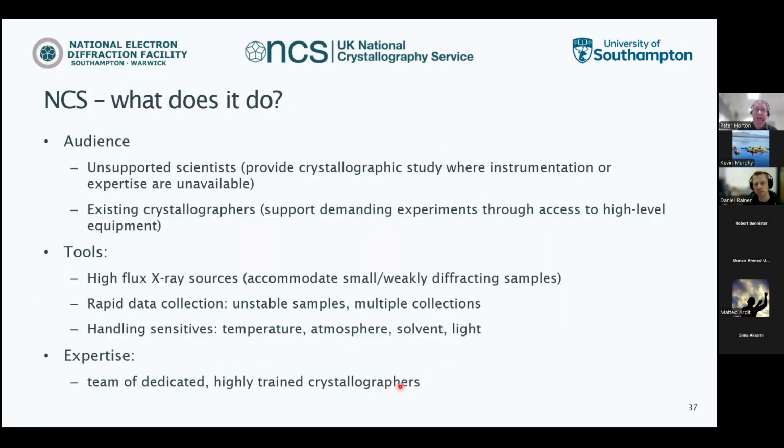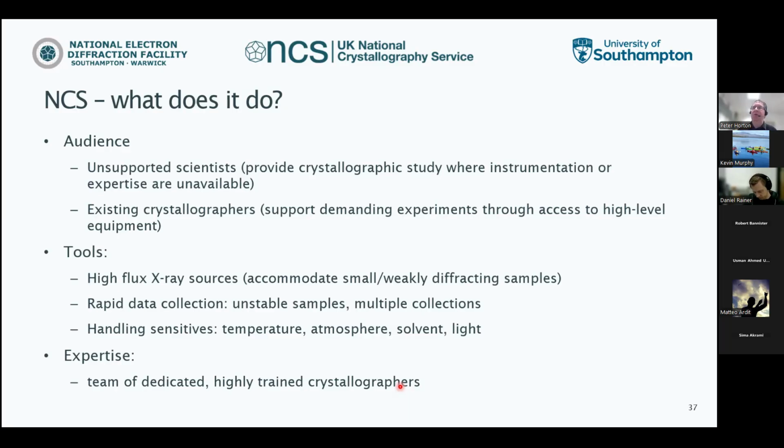As for the audience, anybody in the UK who's eligible to get an EPSRC grant is able to use the service. We have unsupported scientists, at universities where they don't have their own diffractometer, and we can provide help with the crystallography. We'll also help existing crystallographers, because our equipment is some of the most powerful in the country and some of the top in the world as well. So we can use our facilities and help them.